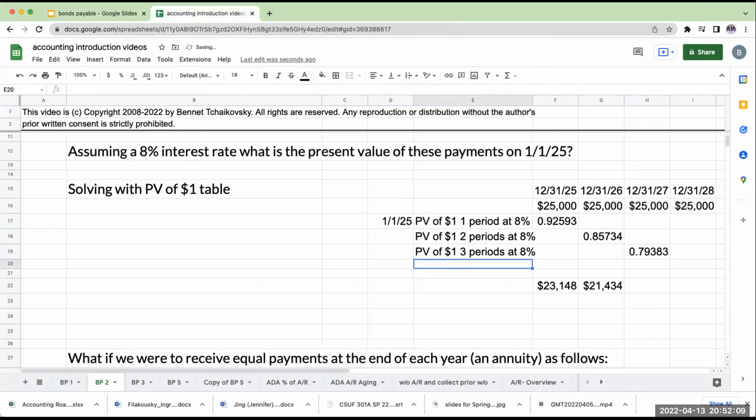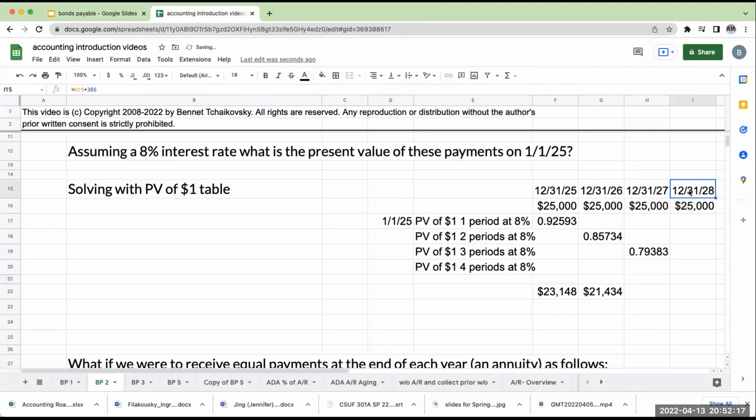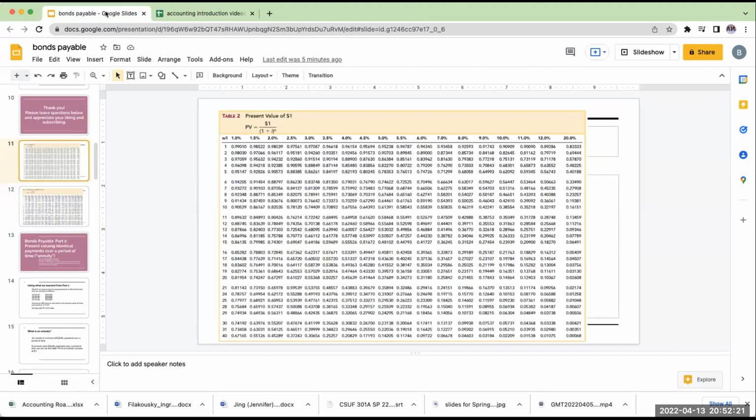And let's go ahead and do it for this fourth one too. Present value of a dollar, 4 periods at 8%, right? And why is it 4? Because it's being paid out 4 years from now. So again, I've got to do that with the present value.